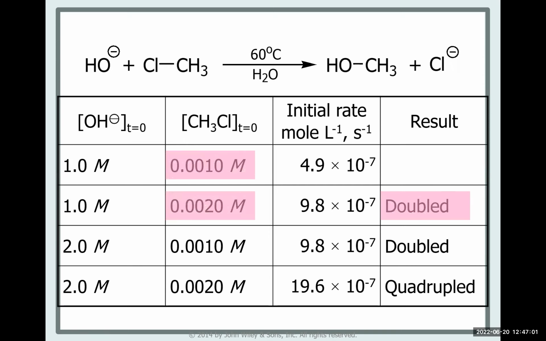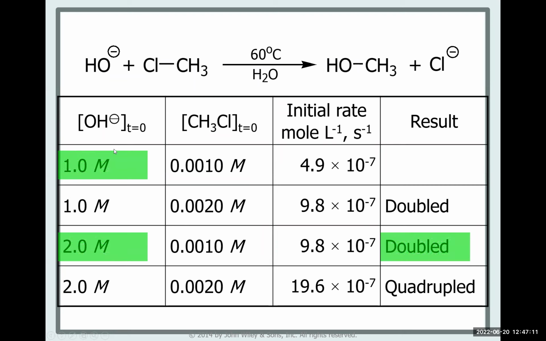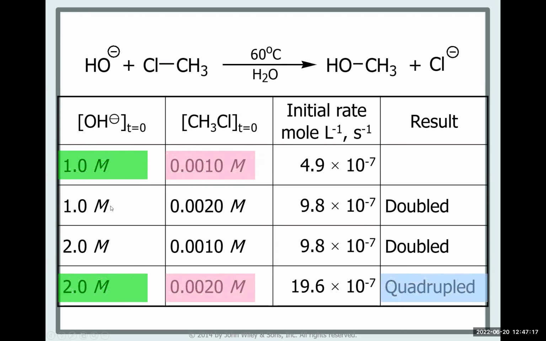If I double the concentration of this substrate, then the rate overall will double. If I double the concentration of the nucleophile, then the rate overall will double. If I double both of them, the rate overall will quadruple. So the rate is dependent on both of them. What happens if I cut one of them in half? What do you think it does to the rate? It halves it.